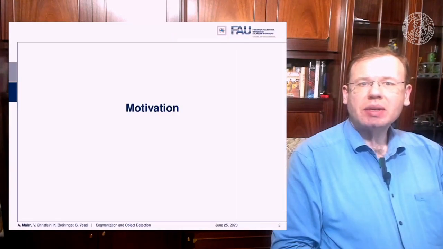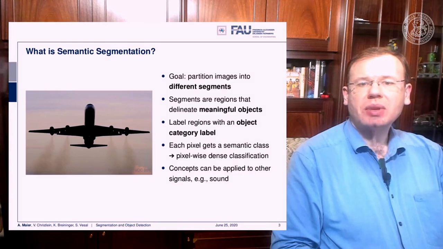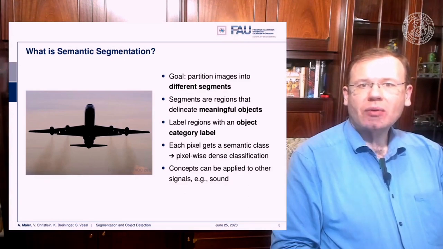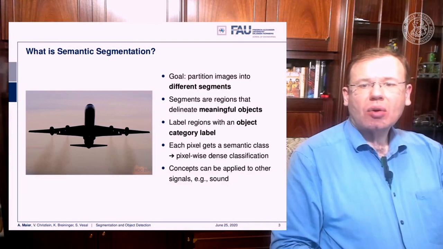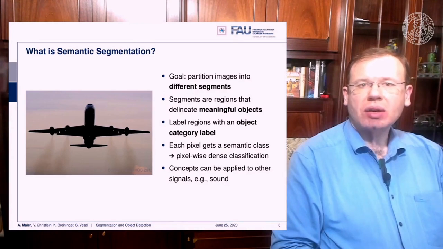Now, in image segmentation, we want to find exactly which pixels belong to that specific class, and we want to delineate essentially the boundary of meaningful objects. So all of these regions that are within the boundary should have the same label, and they belong to the same category. So each pixel gets a semantic class, and we want to generate a pixel-wise dense labeling. So these concepts are, of course, here shown on images, but technically you can also do similar things on sound when you, for example, look into spectrograms.